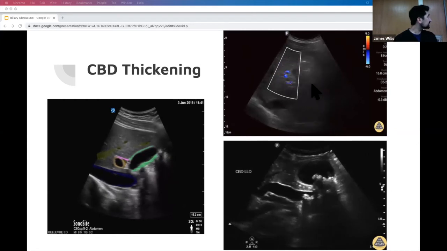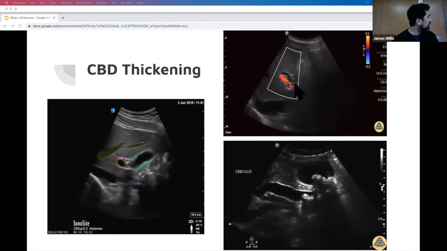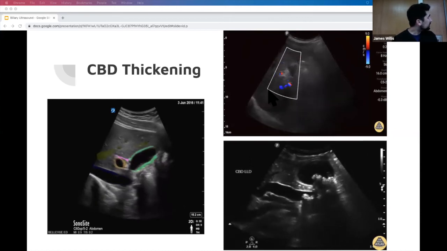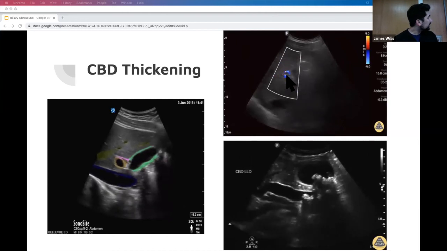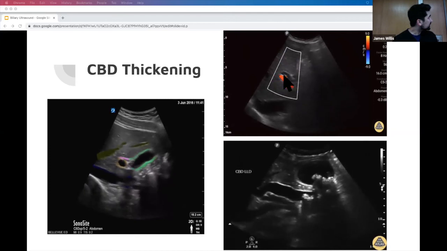So how you differentiate, like I mentioned before, is you do color flow. It might be hard to see, but over here, they do color flow. You can see the two structures. And then right here where there's no color flow, when it pops on the screen, that is the common bile duct.